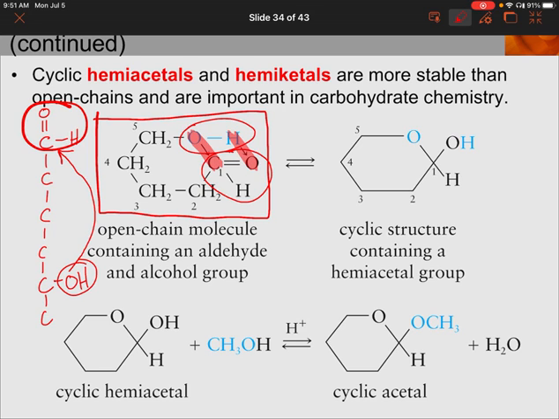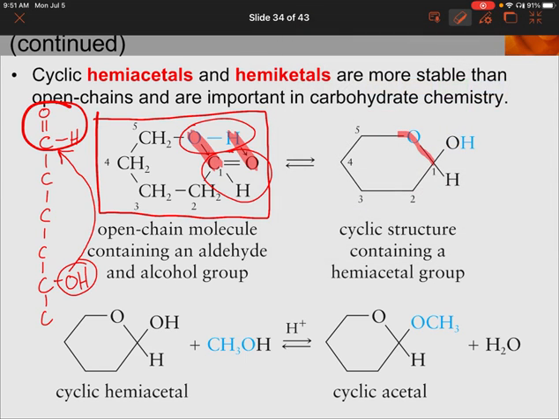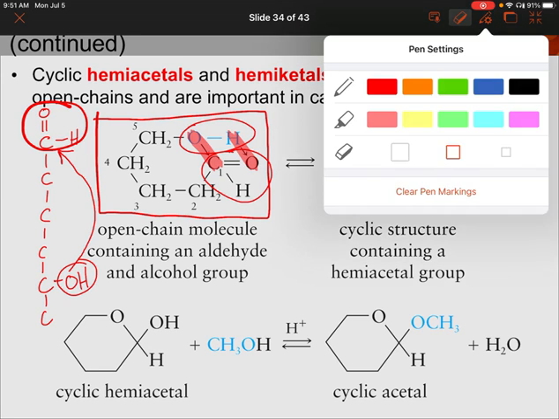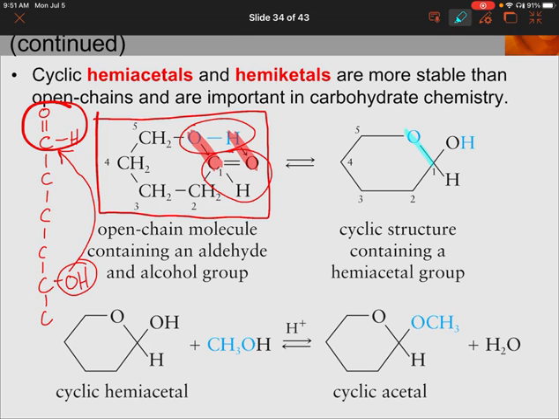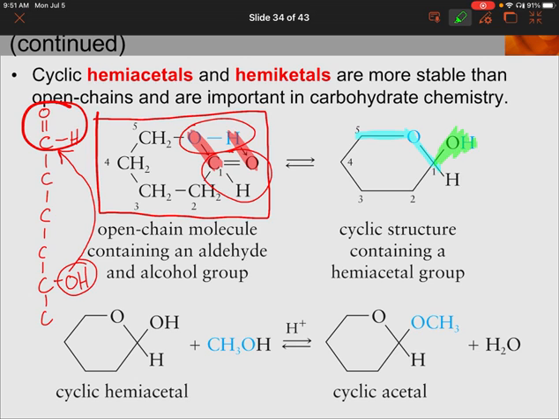Same thing is happening in this sugar example. So we end up forming an OR group on one end, which actually, let me highlight it in blue since that's what I've been using up to this point. So this is our OR group. And then our alcohol is right here. And then the rest of the molecule stayed the same. So this is our hemiacetal group.